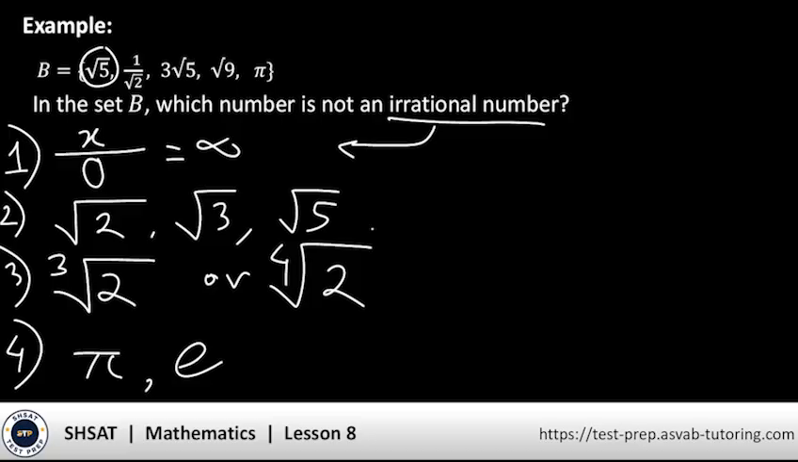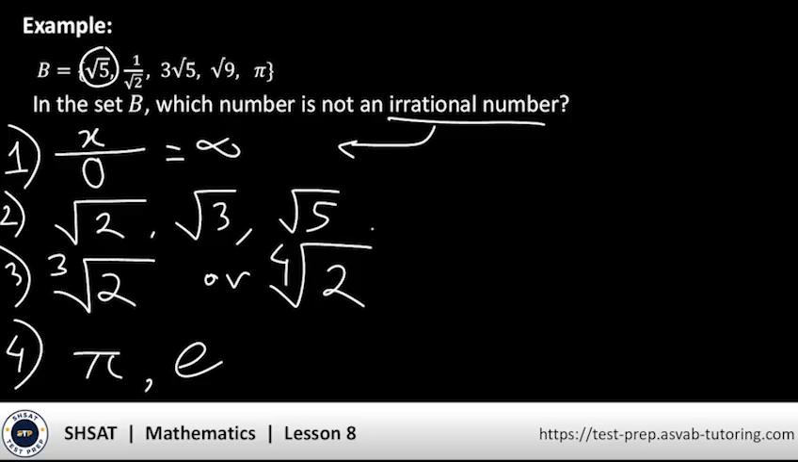So now let's just look at these numbers. We know square root of 5 is for sure an irrational number. How about 1 over root 2? Because root 2 in itself is irrational, even if you do 1 over root 2, it's still irrational. What about 3 root 5? Because root 5 is irrational, 3 times root 5 is of course irrational.